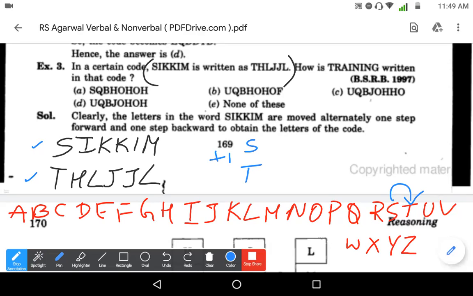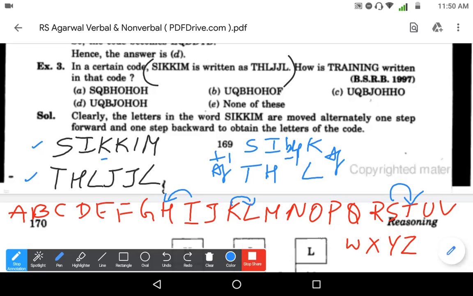But if you see the second letter, it is I, but the comparison is H, which means -1. Why am I taking -1? Because it's the before letter. So for the first one, it is the next letter; for the second letter, it is the before letter. Now let us see the third one. The third one is K. Alternate: one is after letter, one is before letter, one is after letter. So for K, it is the after letter. After K, we have L.